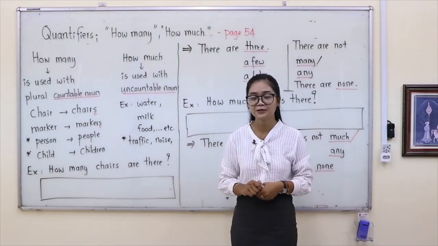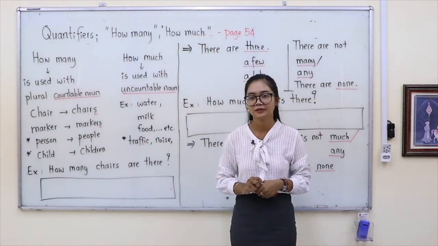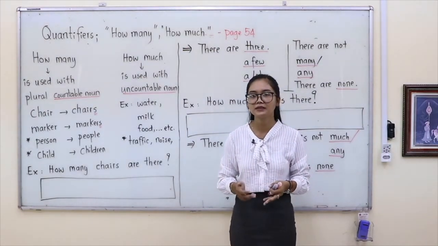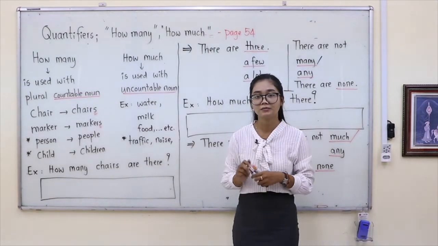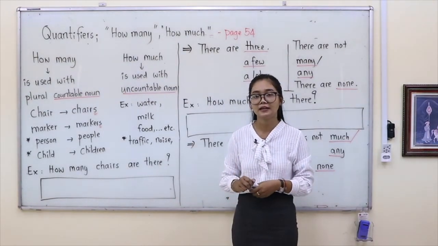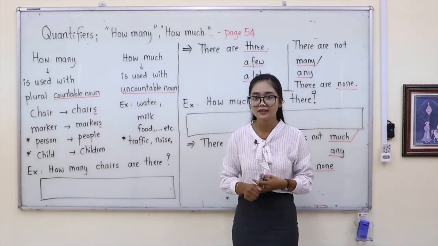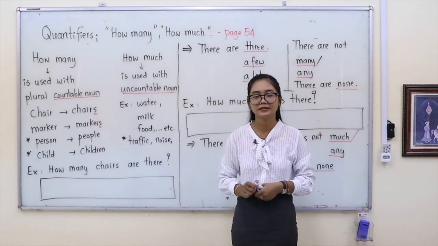Alright everyone, so you may find this grammar on page 54 of our textbook. Today we will be talking about quantifiers. But do you know what a quantifier is? A quantifier is a word that we use before a noun to describe the quantity. They are such as some, any, a lot, a few, and we will learn more later in this lesson.